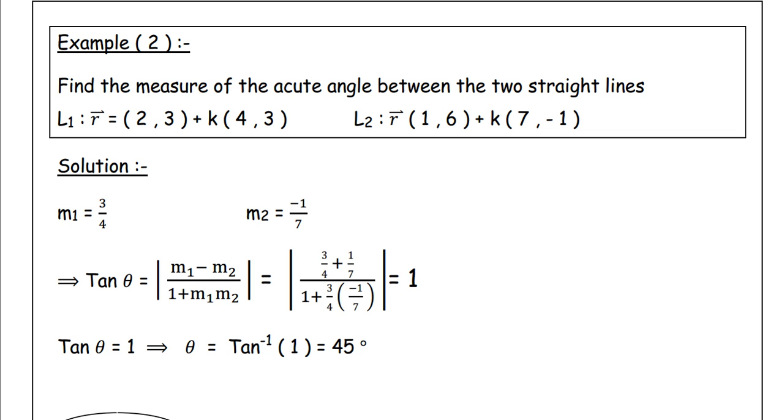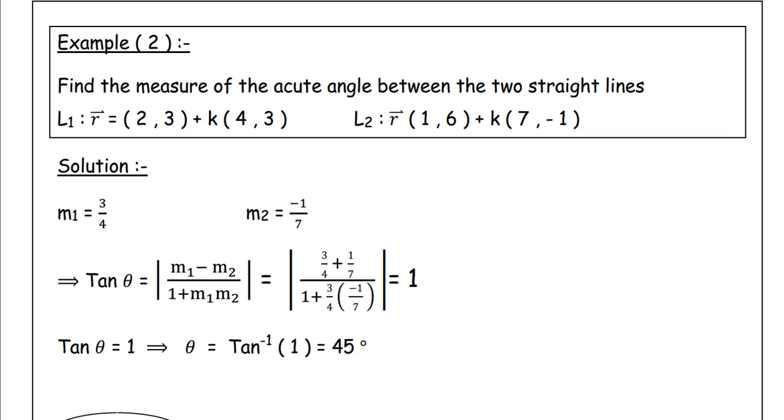The second straight line, L2, r equals (1, 6) plus k times (7, negative 1). How can we get the slopes of these two straight lines? The slope of the first straight line, we can get it from the direction vector. The direction vector is (4, 3), so the slope is 3 over 4. This is m1, and m2 the same way.